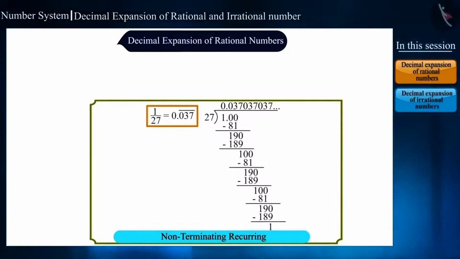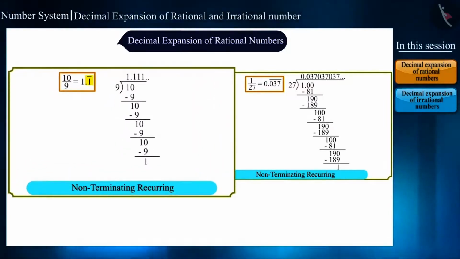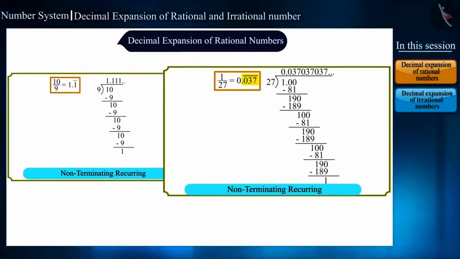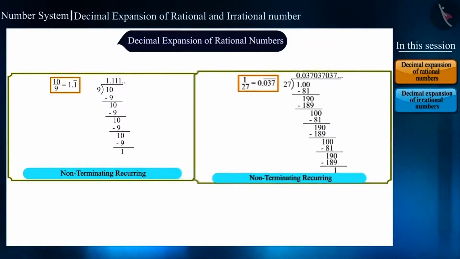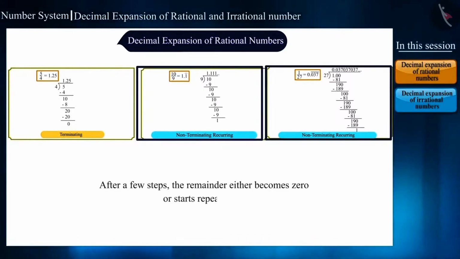Friends, can you tell what is the difference between examples 2 and 3? In example 2, only one number is repeating. But in example 3, a group of digits is repeating. If we compare all 3 examples, we can say that in the decimal expansion of rational numbers, after a few steps, the remainder either becomes 0 or starts repeating itself.